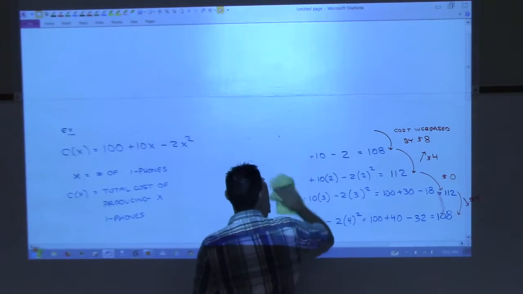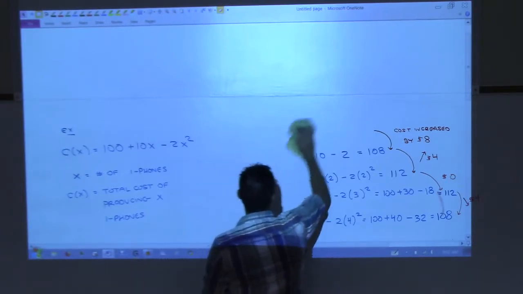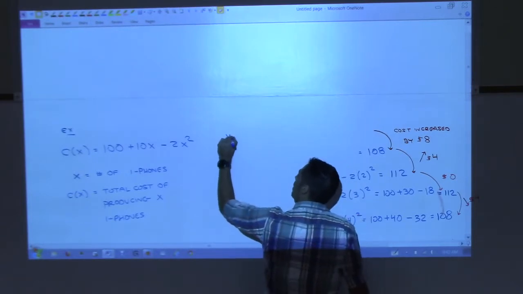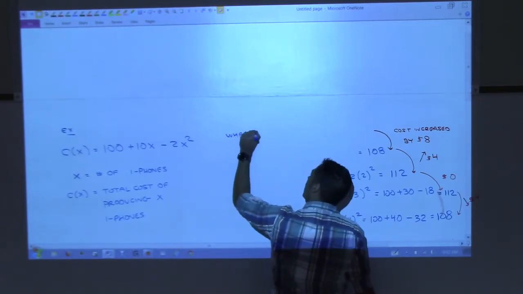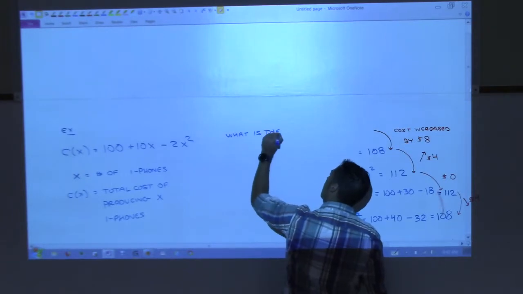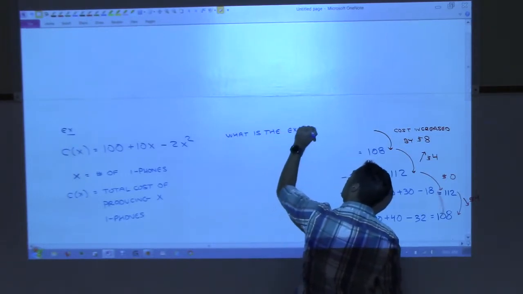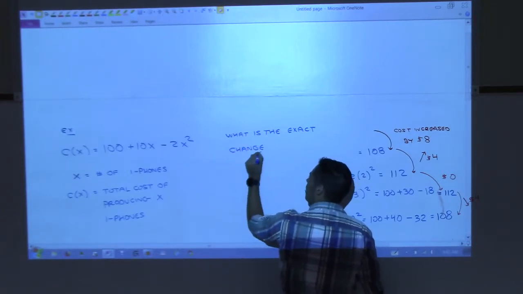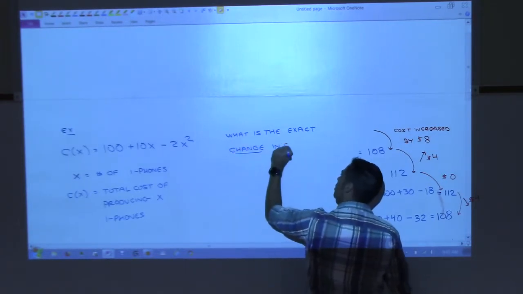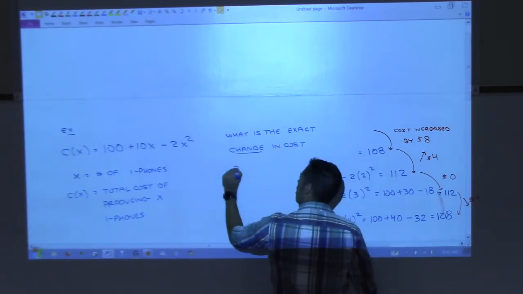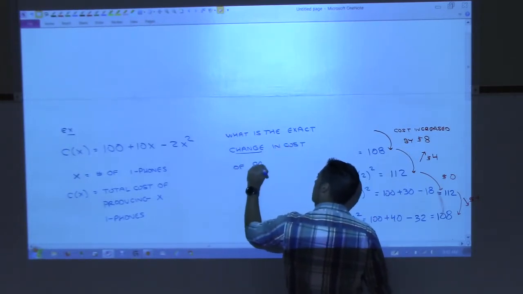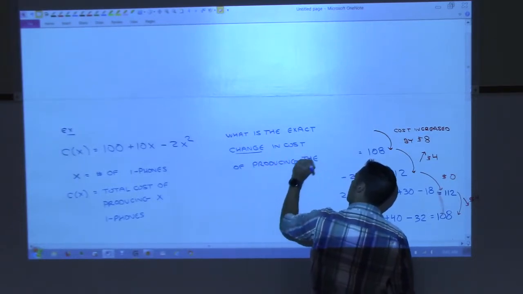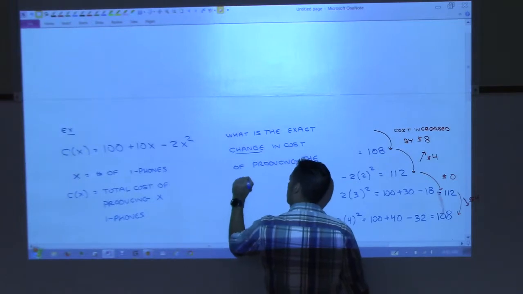This is a question like what will appear in the homework. Given this cost right here, what is the exact change, and that's a key word here, change in cost of producing the 8th iPhone?